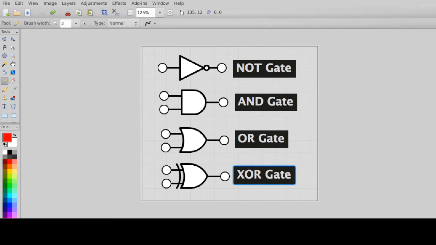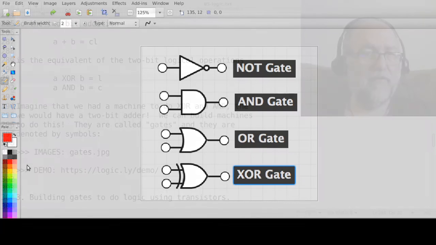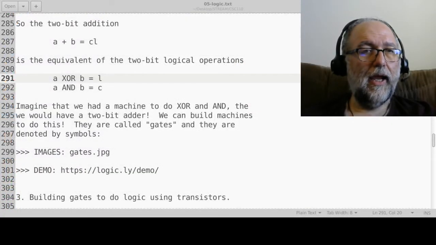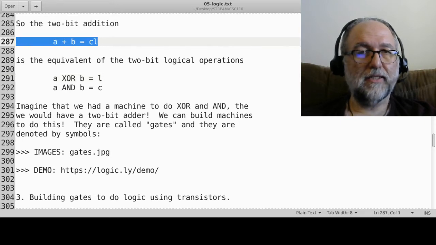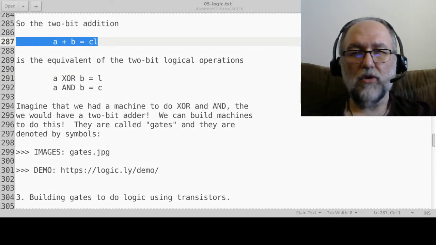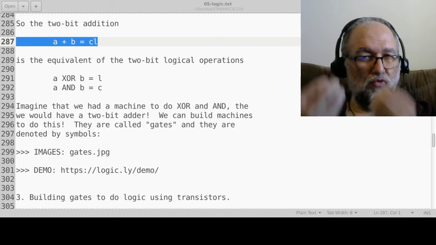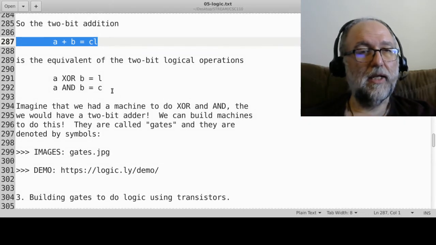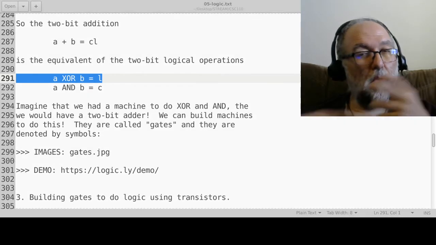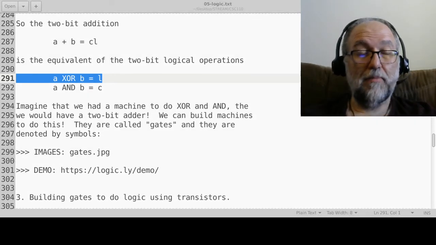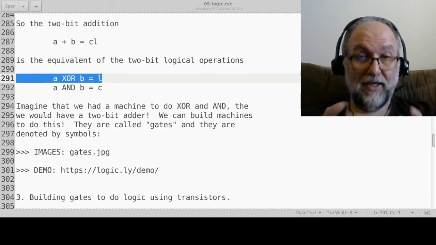So let's go back here for a second. Can I build a machine which does this? Well, I don't have a machine that does the addition directly, but I have a machine that does AND and I have a machine that does exclusive OR. So with those two machines together, I should be able to make a machine which does addition.